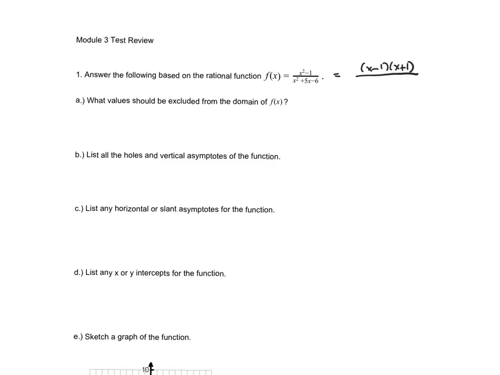And the bottom factors: two numbers that multiply to negative 6 and add to positive 5 will be positive 6 and negative 1. The first step should always be to factor. I'm going to write that here because that's something you should really remember when you're working on your test. So it says, what value should be excluded from the domain? So all real numbers except for what numbers? Well, it's always going to be the numbers that, when plugged into the bottom, make 0.